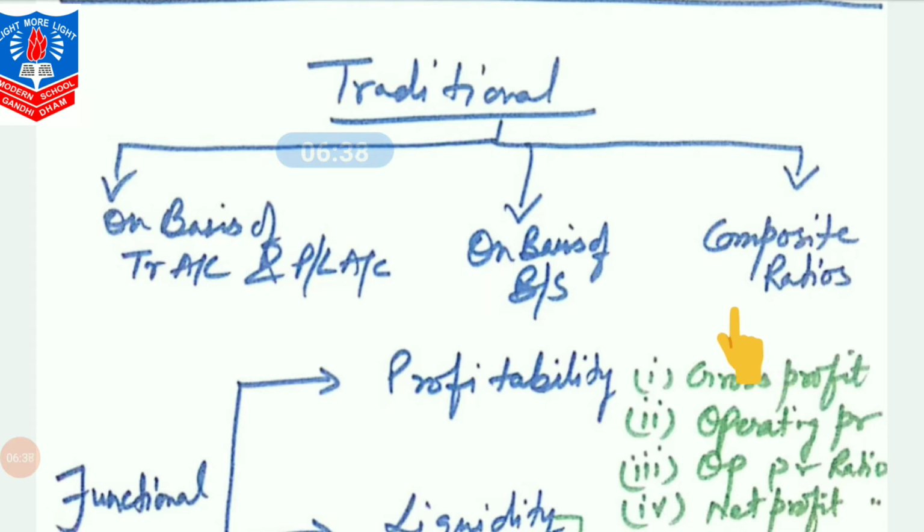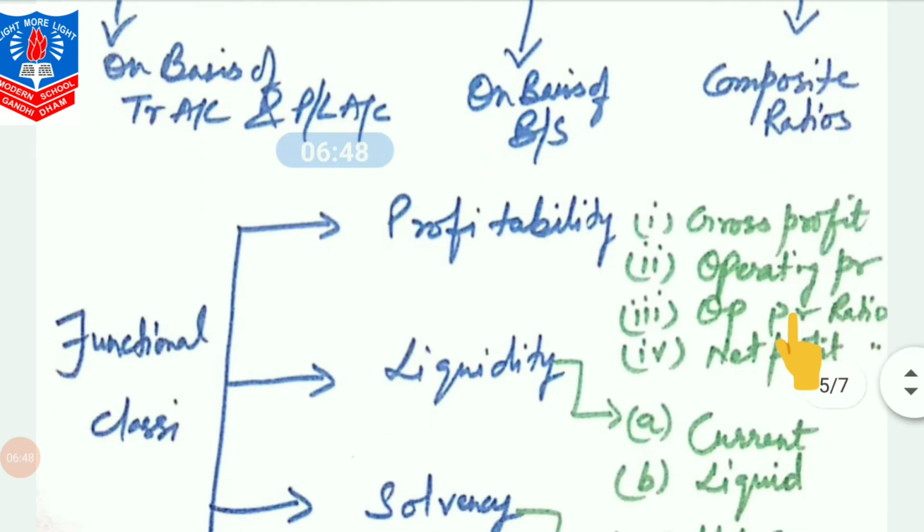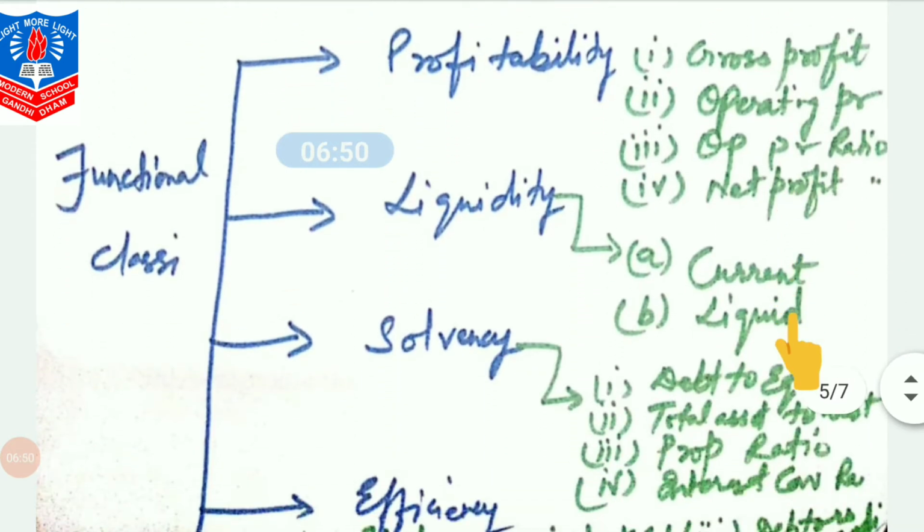So trading P&L as well as balance sheet, when both information are used, such ratios are called composite ratios. I hope this category is clear to you. Let us go for functional distribution also, and we will do all the details on this basis. So let us understand these.